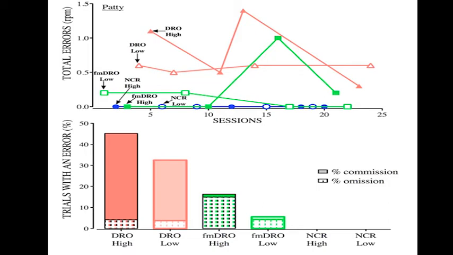In the DRO conditions, her errors were primarily errors of commission, that is, delivering a reinforcer even though problem behavior occurred. But her errors in the momentary DRO conditions were errors of omission, that is, failing to deliver the reinforcer even though the client was not engaged in the problem behavior at the moment that the interval elapsed.